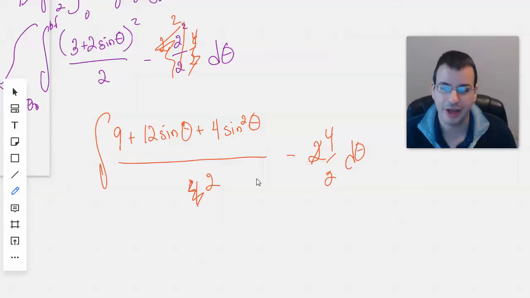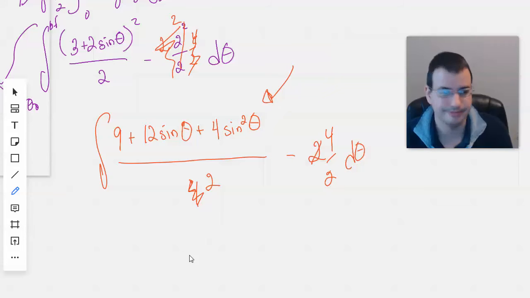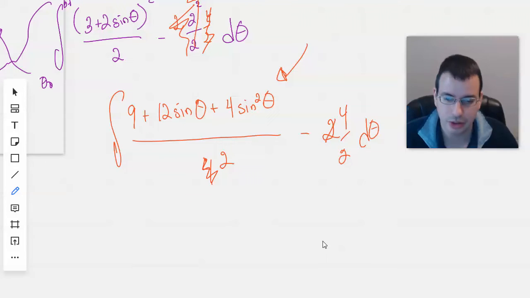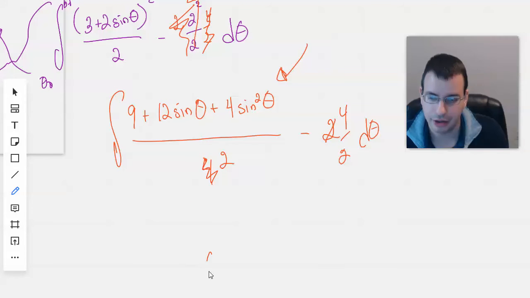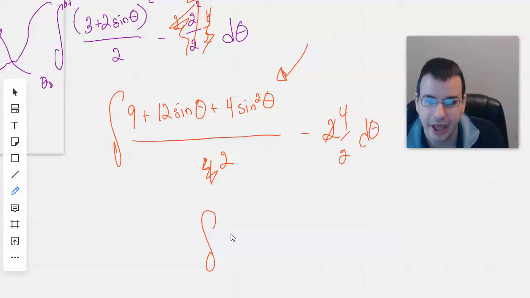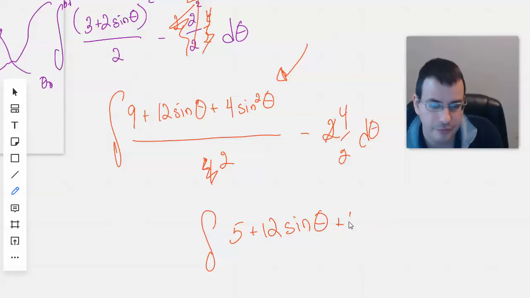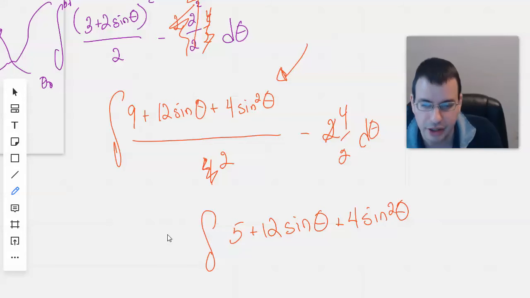We're going to have to get rid of that guy using a double angle formula. Ah, darn you double angles. Okay. So one more simplification and then we will tackle it head on. So we have 5 plus 12 sine of theta plus 4 sine squared theta times 1/2 d theta.